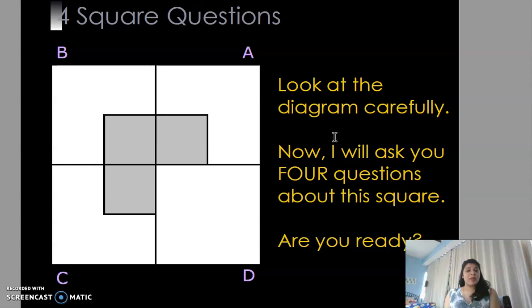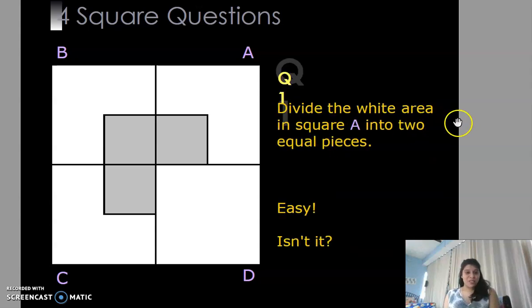Look at the diagram carefully. Now I will ask you four questions about this square. Are you ready? Okay, let's start. First question. Divide the white area in square A into two equal pieces. Okay, divide the white area in square A into two equal pieces.